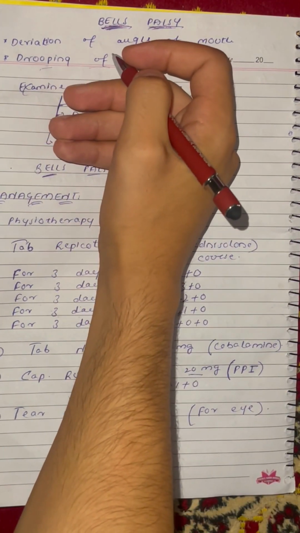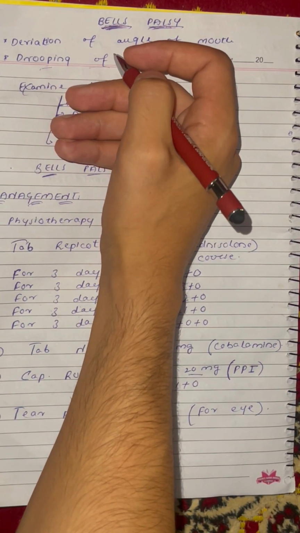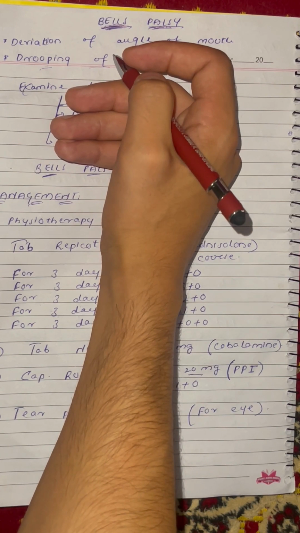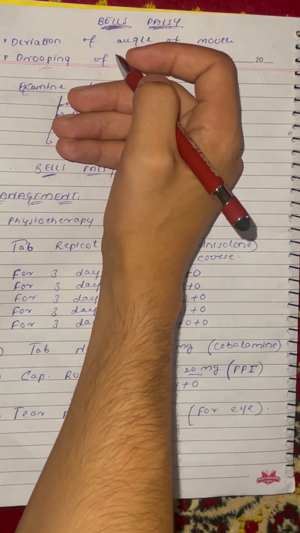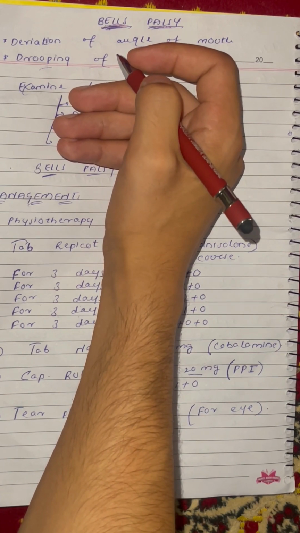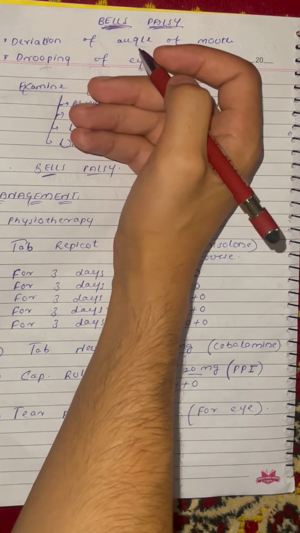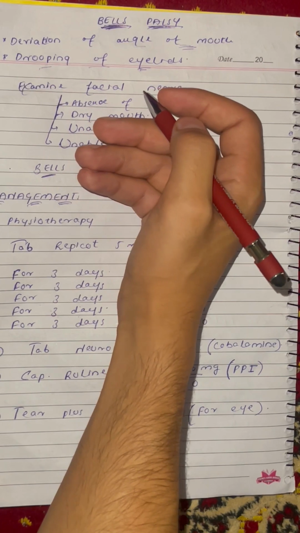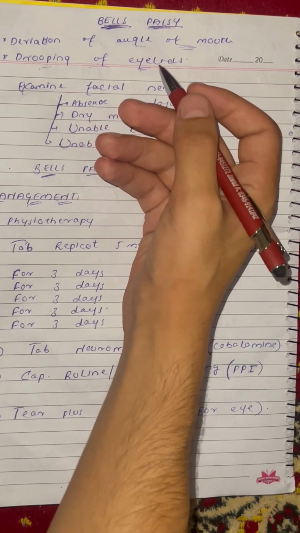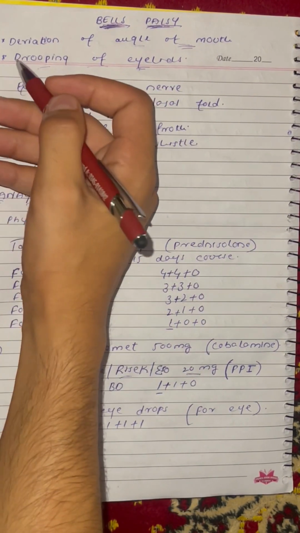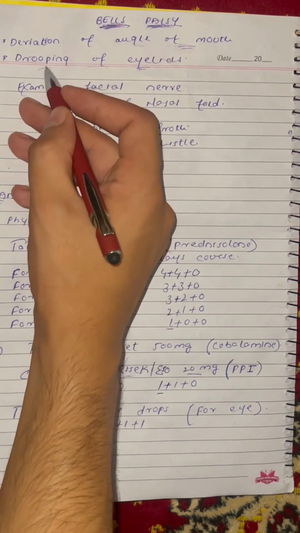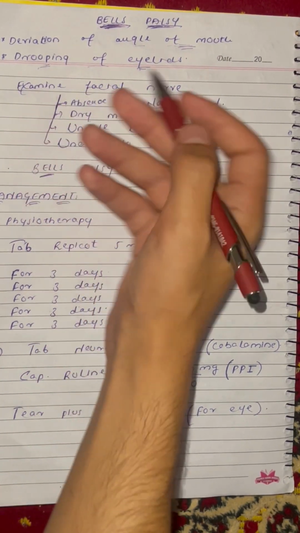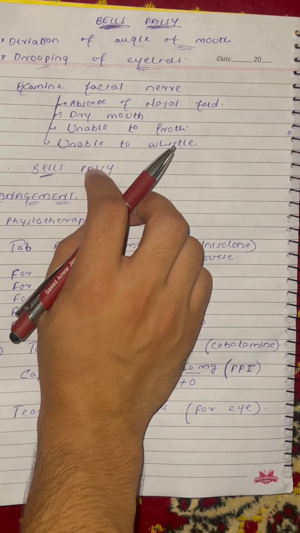Bell's palsy. So first of all, Bell's palsy is defined as an acute idiopathic unilateral lower motor neuron paralysis of the facial nerve, which leads to weakness or paralysis of all muscles of facial expression on the affected side, which is basically unilateral, right? So the patient will come to you with a chief complaint of deviation of the angle of the mouth or drooping of the eyelids. These are the main symptoms of Bell's palsy.